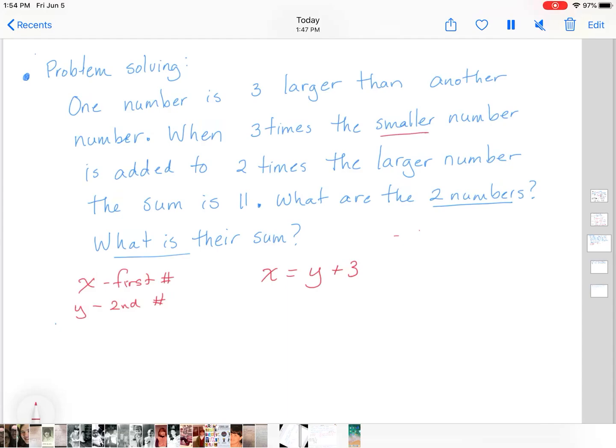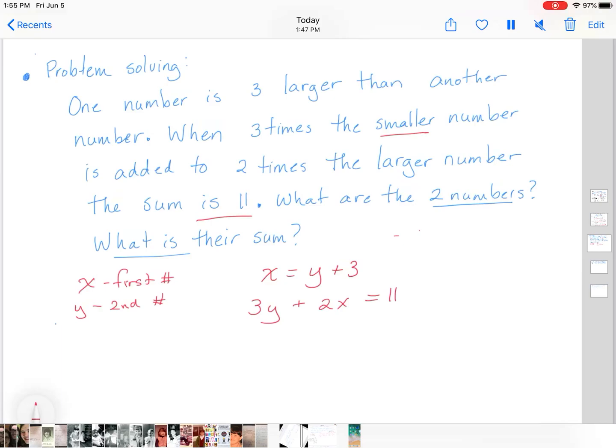The other expression is when 3 times the smaller number is added to 2 times the larger number, the sum is 11. So 3 times y, the smaller number, plus 2 times the larger number, x, is equal to 11. The hard part is writing those equations. Once we have them, then we can start to solve.